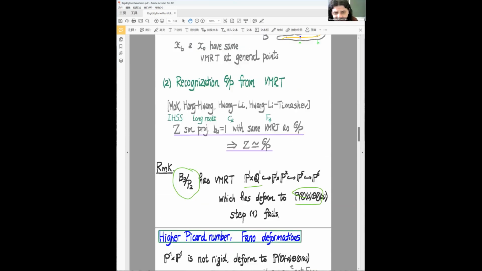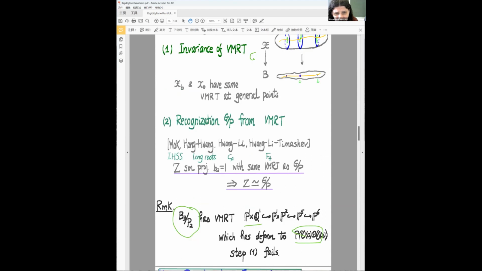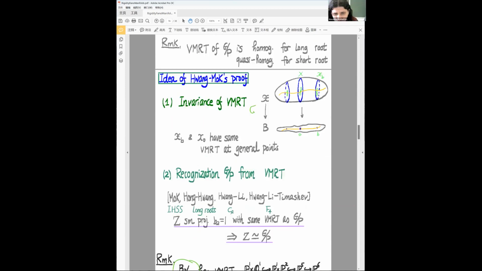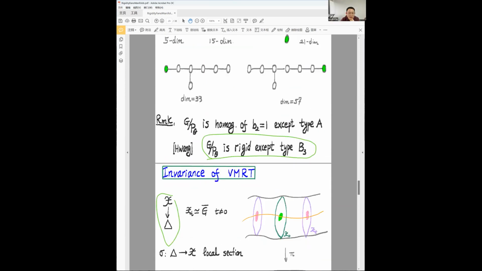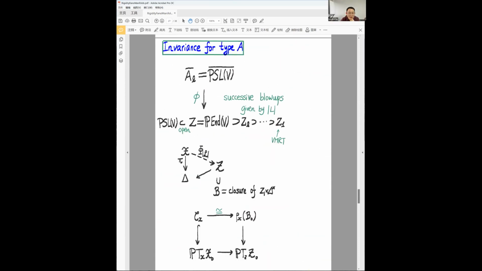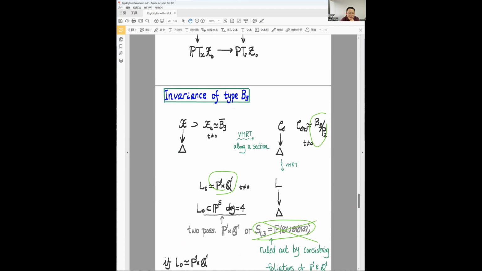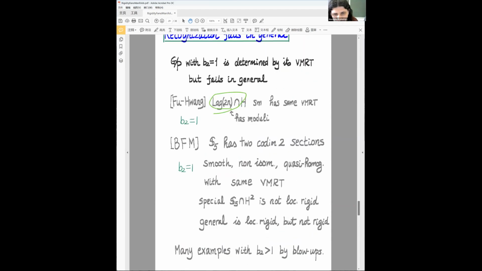By the way, what happens with VMRT in this example? The 10-dimensional spinor variety, or they have the same VMRT. Okay, I remember that. I mean, for these codimension 2 linear sections. Yeah, this one. This one.